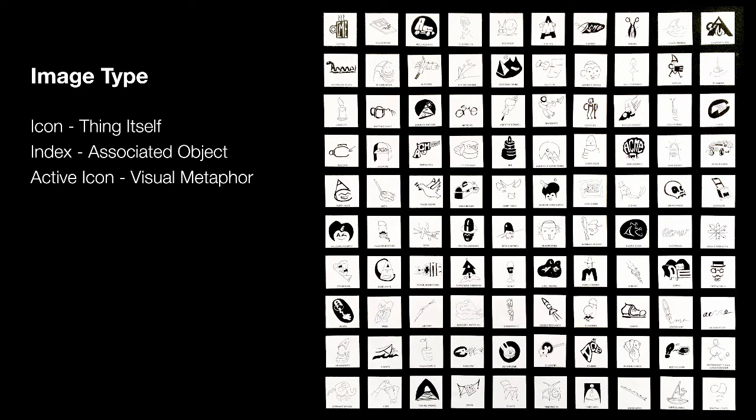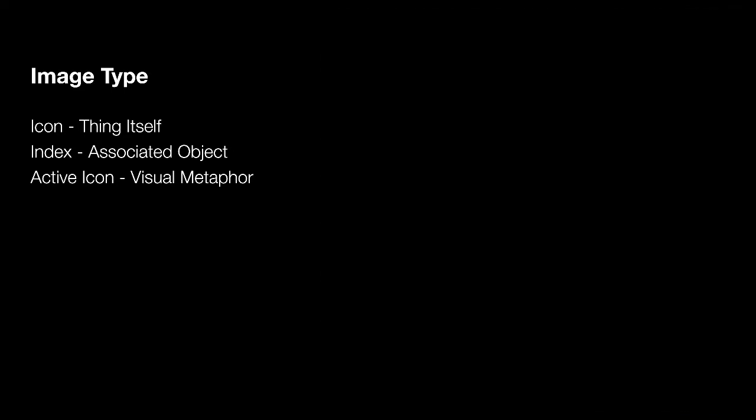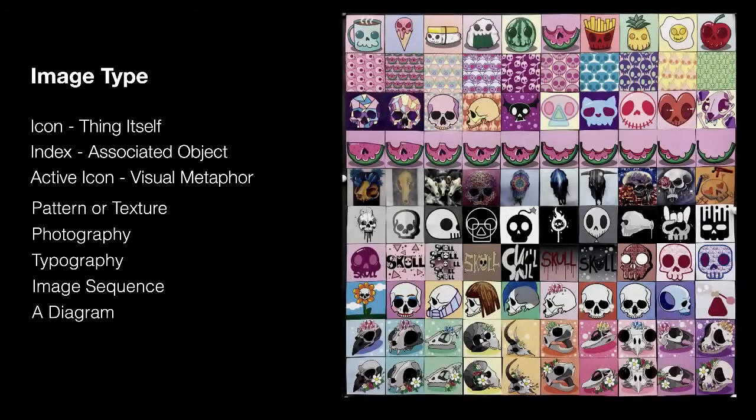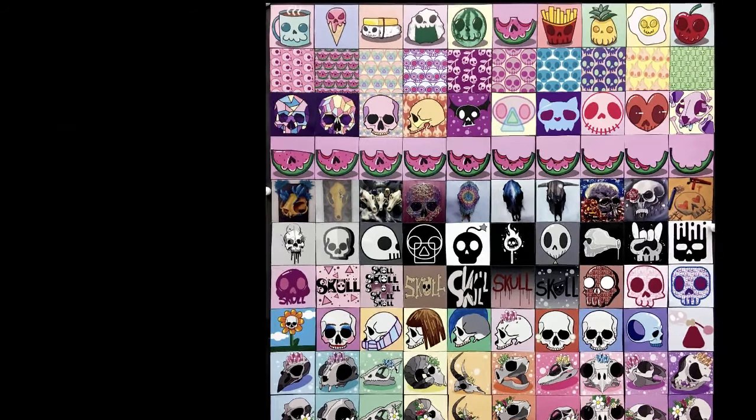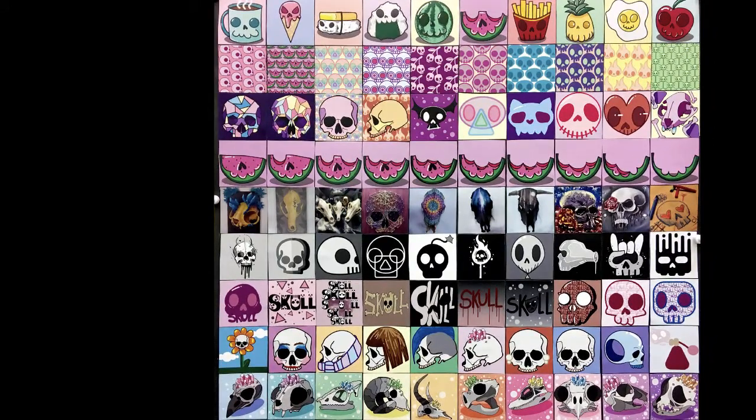But I've also asked you to include some other image types: pattern or texture, photography, typography, an image sequence, and a diagram. Let's see how another student incorporated some of these ideas. Samantha, as you can see, has chosen the subject of skulls. Across the top, we see that she's explored the idea of skulls and food to create these interesting visual metaphors.